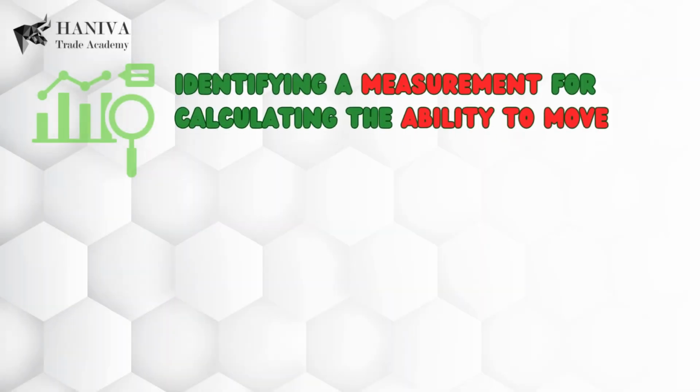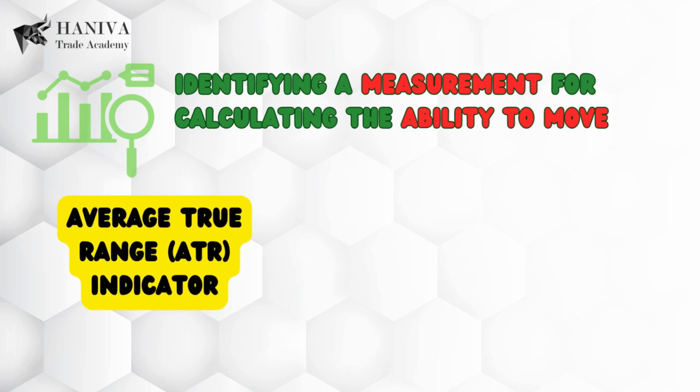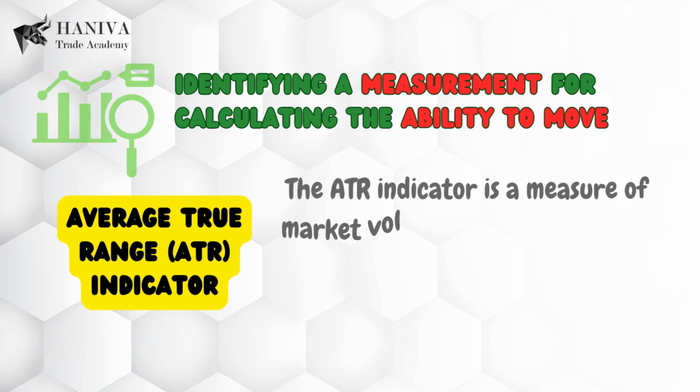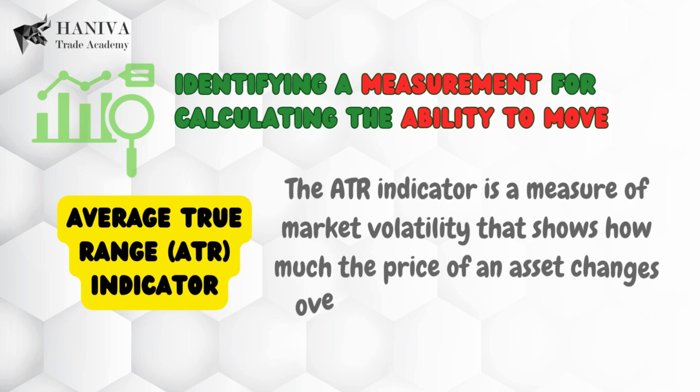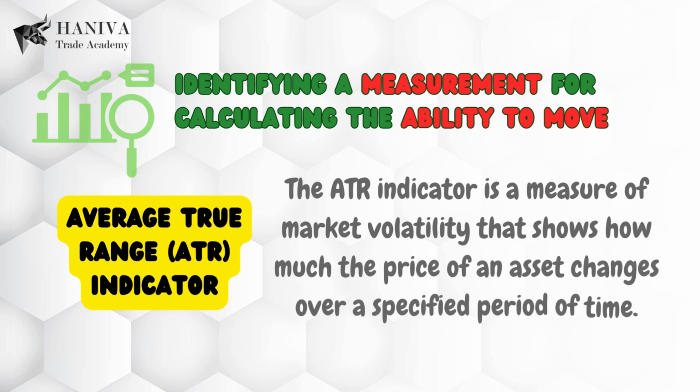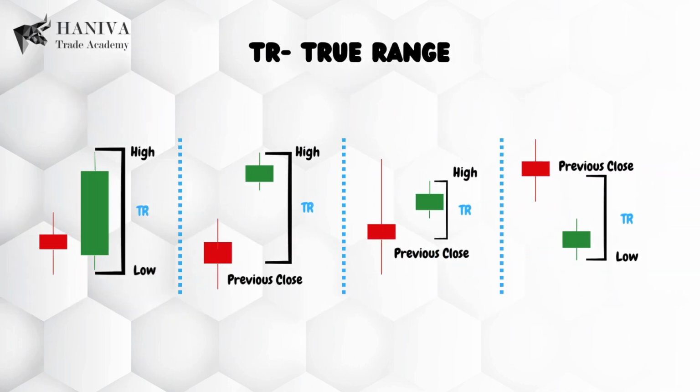To have a mindset, we need a tool that can determine a measurement for us. This measurement is the average true range, ATR, indicator. The ATR indicator is a measure of market volatility that shows how much the price of an asset changes over a specified period of time. We should use the ATR indicator with a period of 24 in all time frames. The image shows how to calculate the true range of each candle.